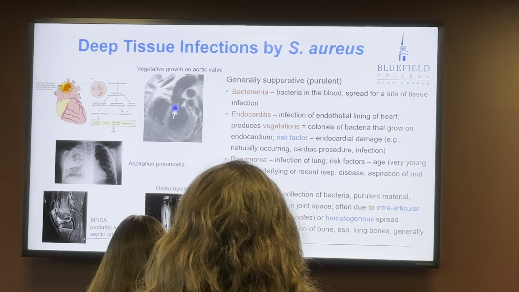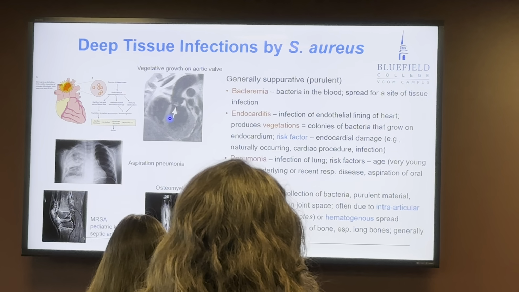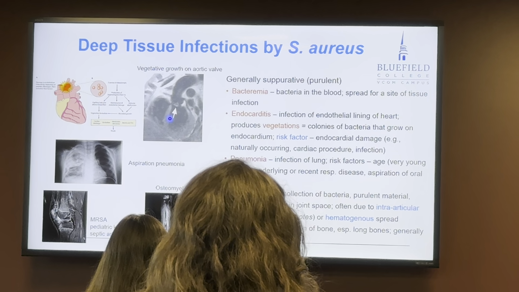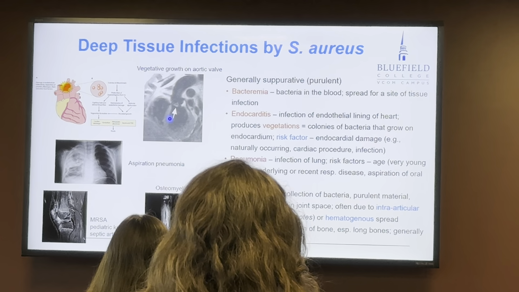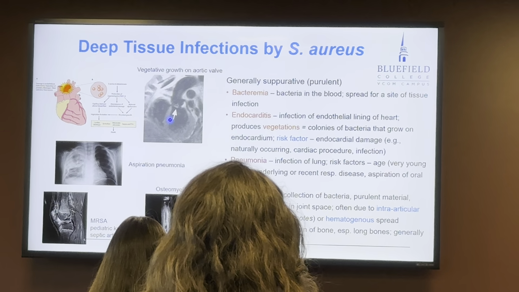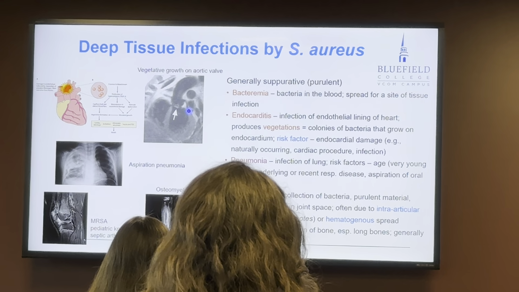So bacteria is in the blood. You've got some damage to your valve. That damage gives it kind of a rough surface, a good place for the bacteria to hang on to, especially Staph aureus. They've got fibrinogen, and now they become anchored there.